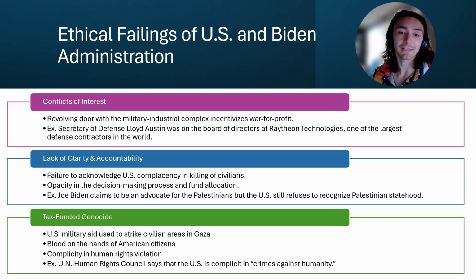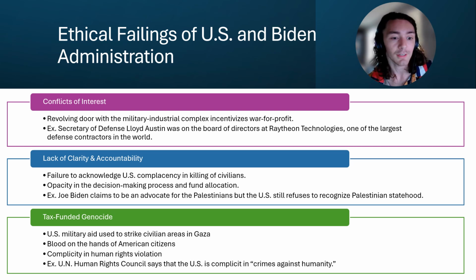An example of a lack of accountability: Joe Biden claims to be an advocate for Palestinian people, but he refuses to recognize Palestinian statehood, and the United States is one of the few countries in the United Nations and NATO to not recognize Palestinian statehood at all. And that's because of our allegiance to Israel. And then tax-funded genocide. I think that that's kind of a big ethical failing on our part.